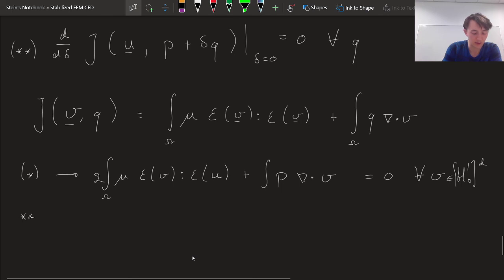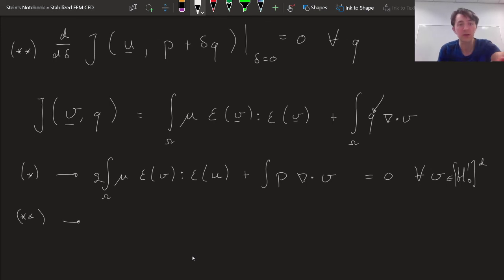So how about the second equation? Well, we're substituting p plus delta q in here. So where does that end up being? Well, it just shows up here, right? Then we take the derivative with respect to delta. Well, this one becomes independent of delta, so that one drops altogether. And then we substitute delta is equal to 0. So we actually only are left with q times the divergence of u, because we've substituted u in place of v.